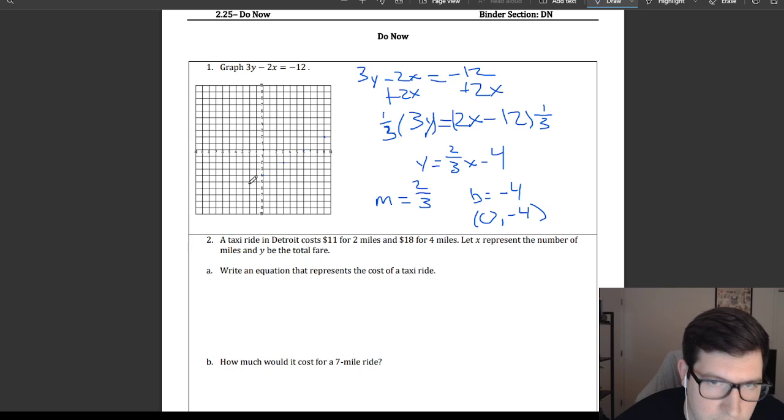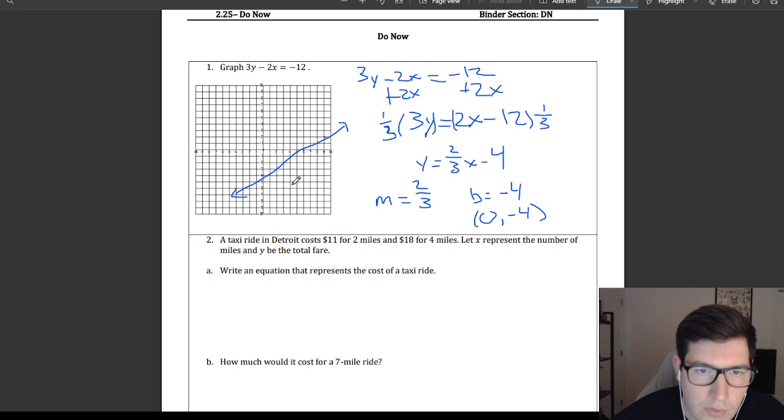And apologies if this is not going to be the nicest line in the world, but it's going to look a little something like that, minus all of the curves. And that's going to be our lovely line.